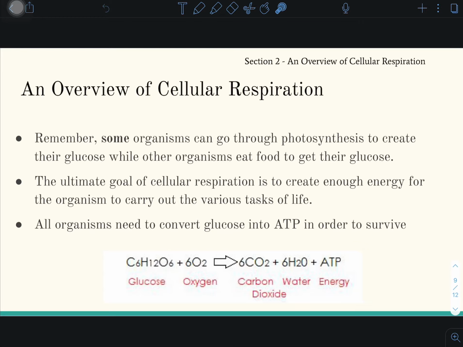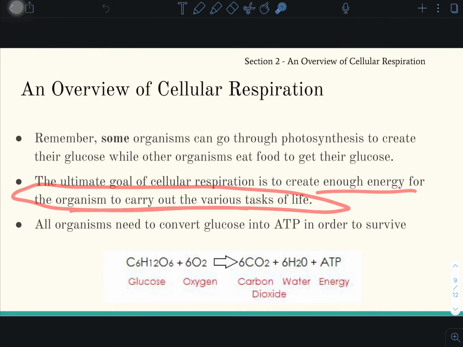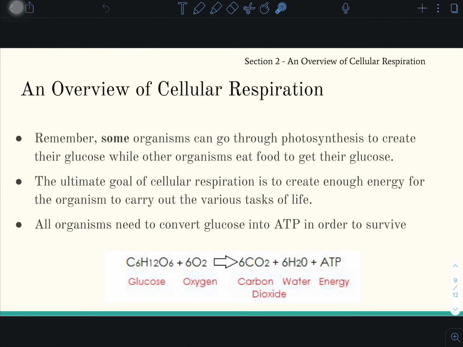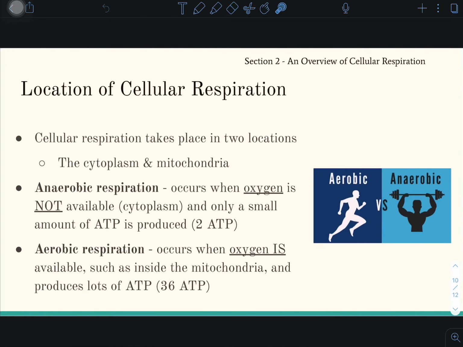Okay, why do we go through cellular respiration? So we have enough energy for us to carry out various tasks of life, to move, for our heart to beat, for us to breathe. If we don't get ATP, our cells are not going to be able to function, and then we die. All organisms need to convert glucose and ATP in order to survive. That means all organisms go through cellular respiration. I've said that a few times, notice.